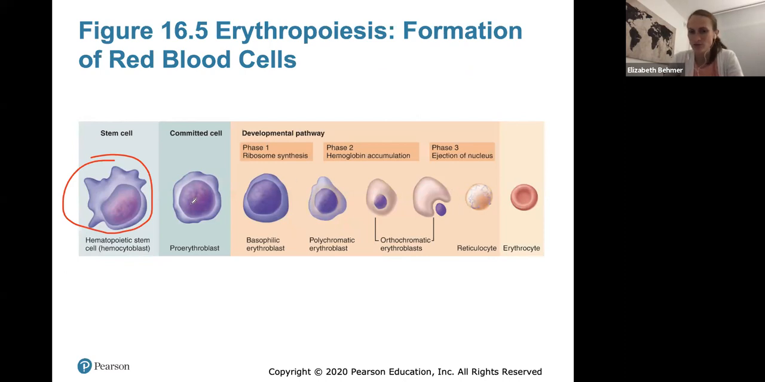But this just shows the formation of a red blood cell. You can see how eventually it loses its nucleus. So the nucleus gets ejected, again, to leave as much space in the red blood cell for hemoglobin, so it can transport that 1 trillion oxygen molecules. So one hemoglobin, again, transports 4 oxygen.